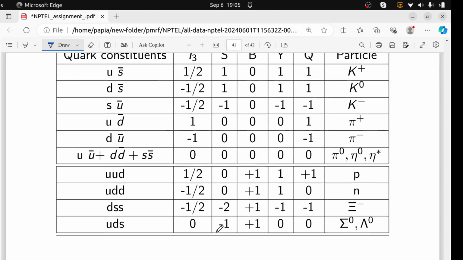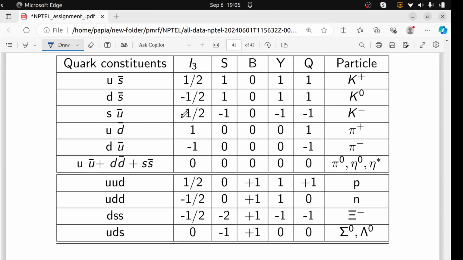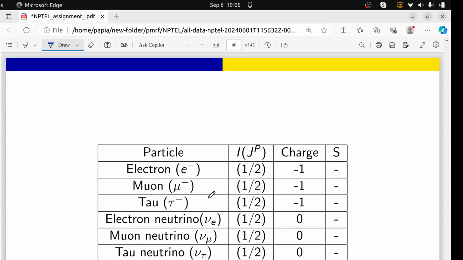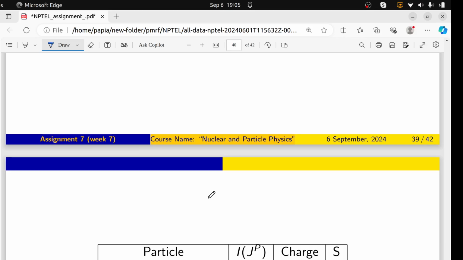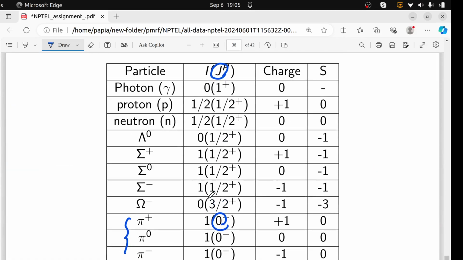And in the next one, I have put the quark constituents with their particle numbers, and the I3 value, S value, B value, Y value, Q value. And then there are some quark constituents. So maybe this much is very good for the nuclear and particle physics course, as well as all the competitive exam questions on nuclear and particle physics. That's why I have put it in a group, a table, so that it will be very simple to understand.